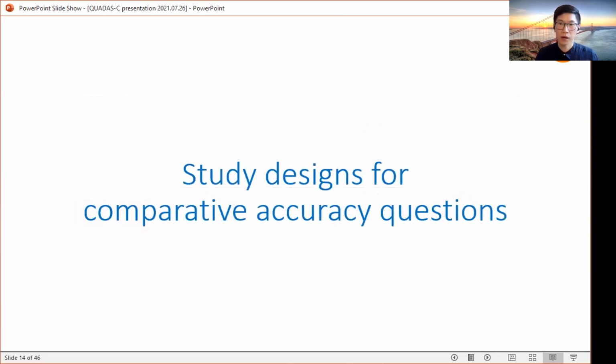So far I've introduced the field of comparative accuracy in quite a simple way. I'm now looking at Carol to see if there are any questions from the audience.